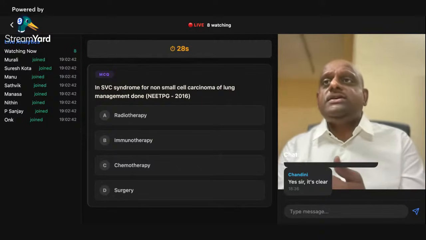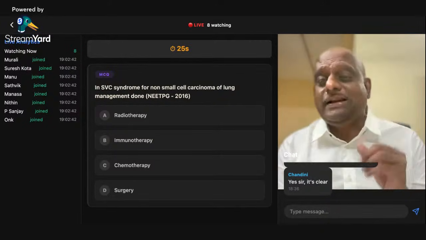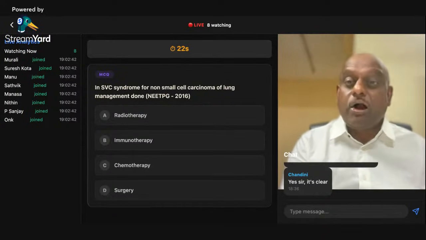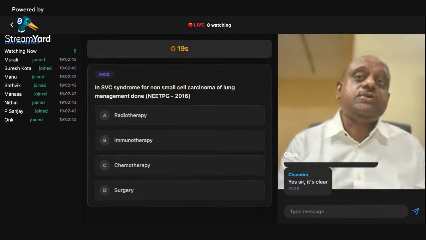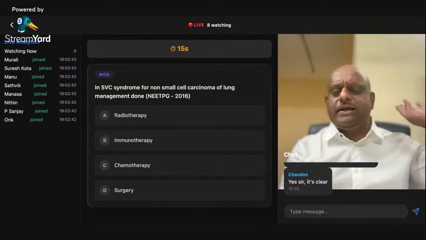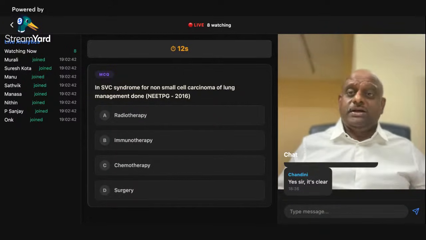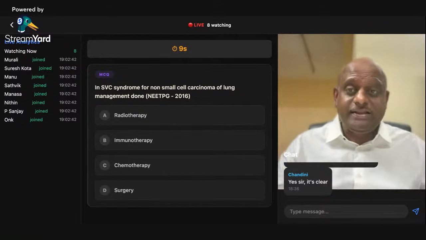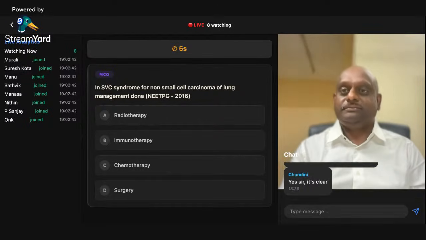In SVC syndrome due to non-small cell cancer, a NEET PG 2016 question, how do you do the clinical management? Non-small cell cancer versus small cell. In small cell, there is no role for surgery, because by the time you find only small cell carcinoma, it will metastasize. That is the reason there is not much of a role, is what you need to remember.